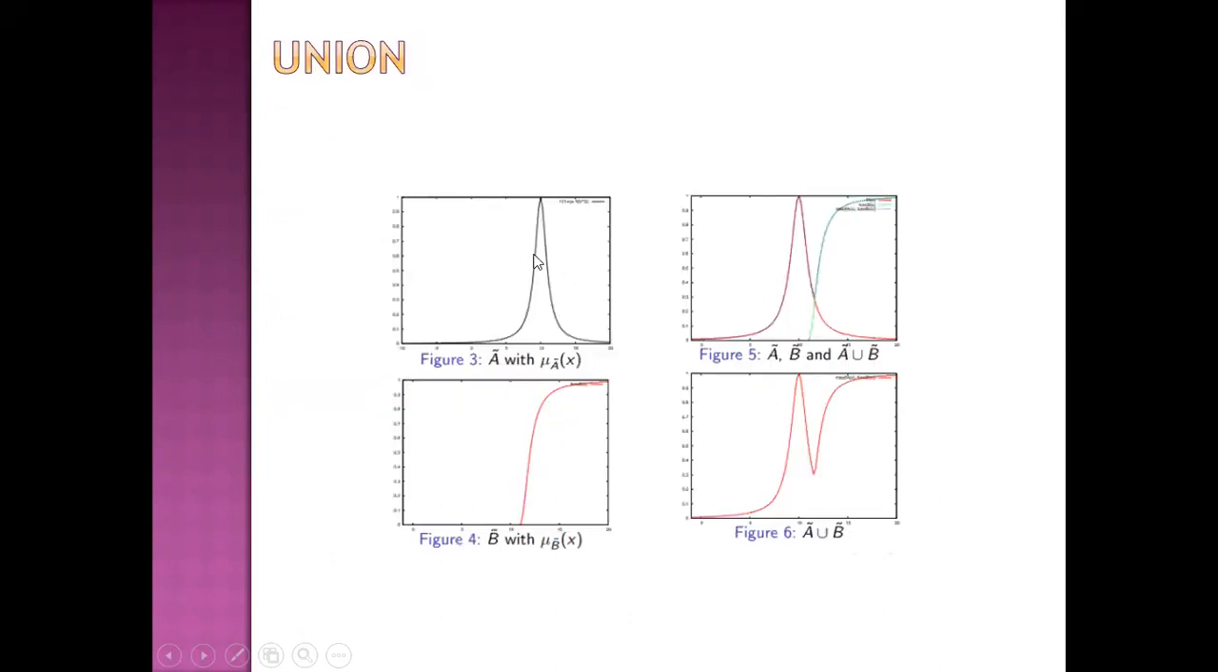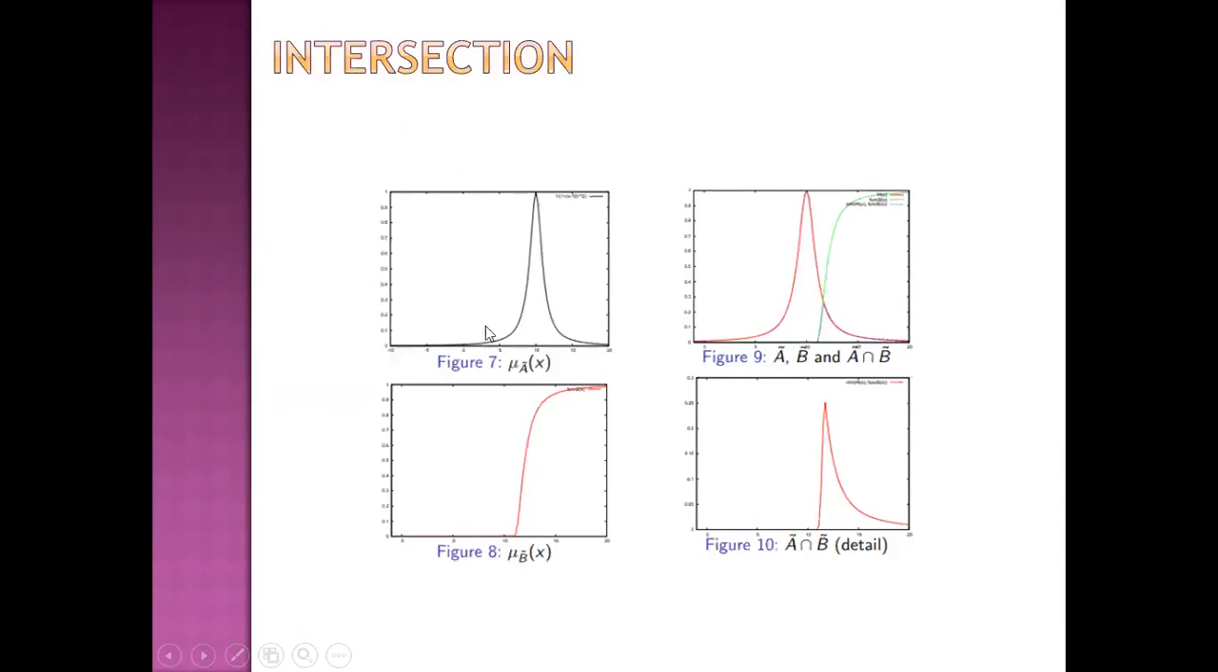So this is the illustration of the union function. Let us say we have these two fuzzy sets, then their union is the maximum of the membership functions, whereas the intersection is the minimum of the membership functions, that is this.